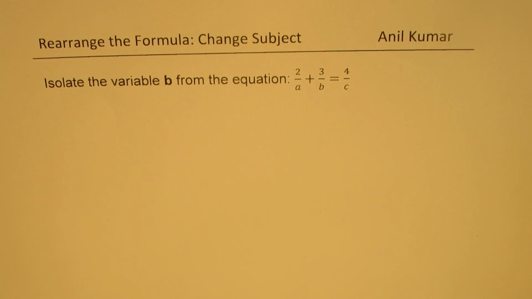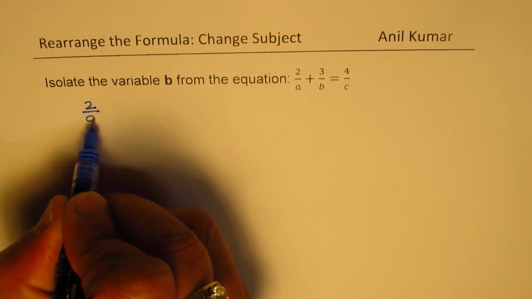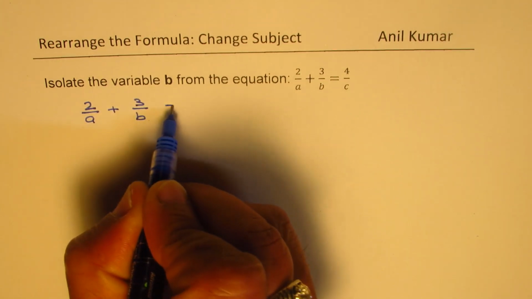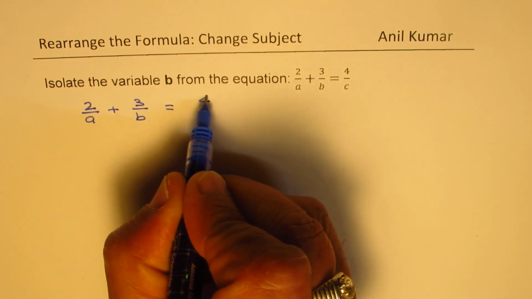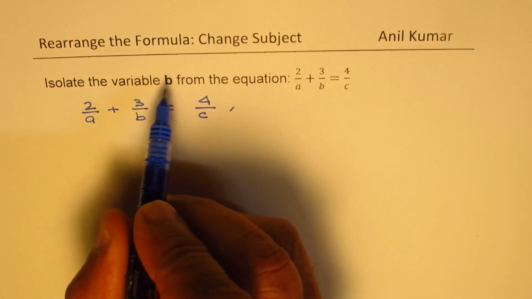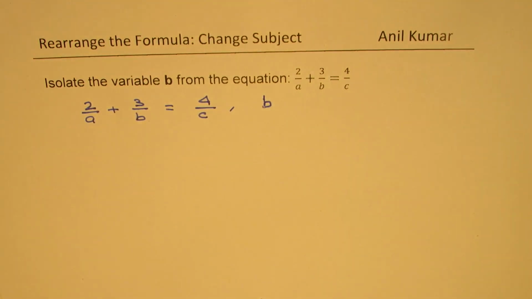In this video, we'll discuss how to isolate the variable and change the subject when fractions are involved. At times, it becomes quite challenging. Let's begin with what we are given. We are given 2 over a plus 3 over b equals 4 over c, right? Now we need to change the variable and make b the subject.